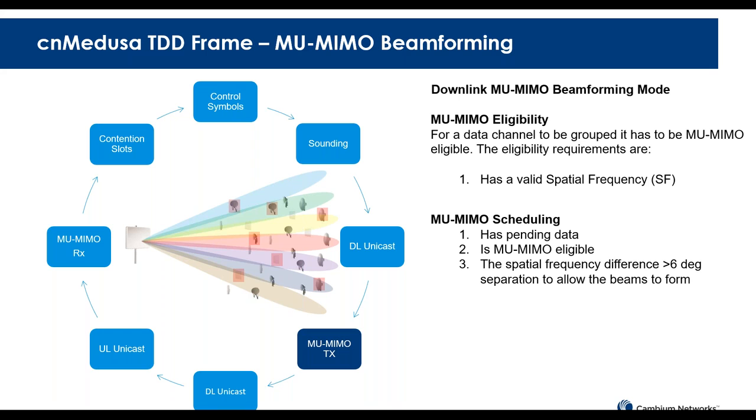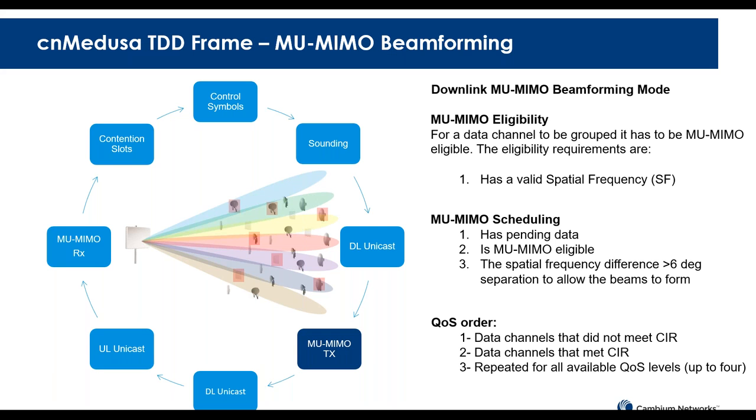The subscriber needs to be MU MIMO eligible, so it needs to have a valid spatial frequency, which means it completed the sounding process. And we need to have the spatial separation between two subscribers to be at least 6 degrees. This is because if the subscribers are too close to each other in azimuth, then the beams overlap too much and it's not possible at the receiver to separate the beams. So there has to be a minimum physical separation between the devices in order to be able to be part of the same group.